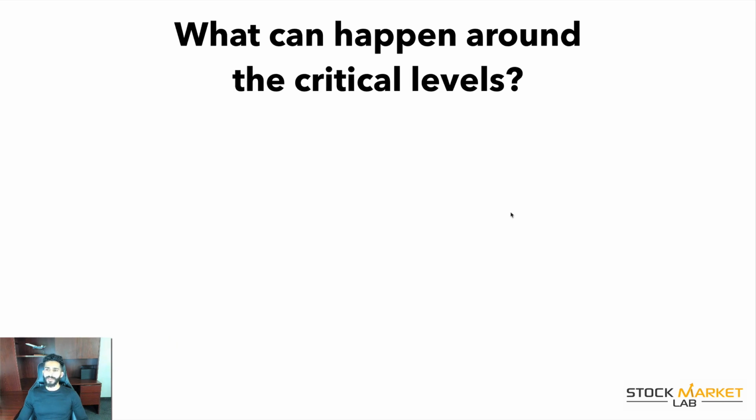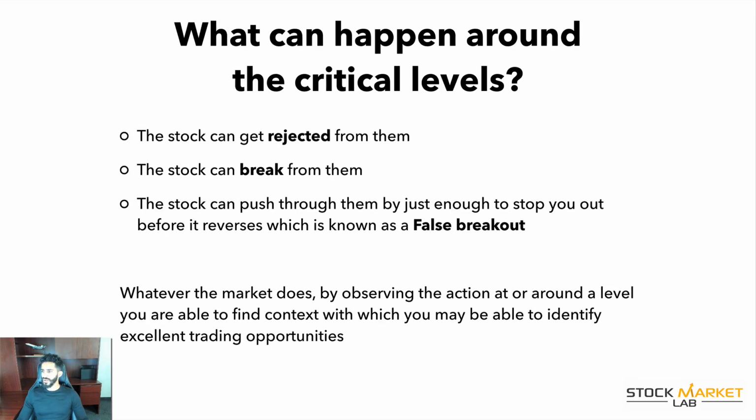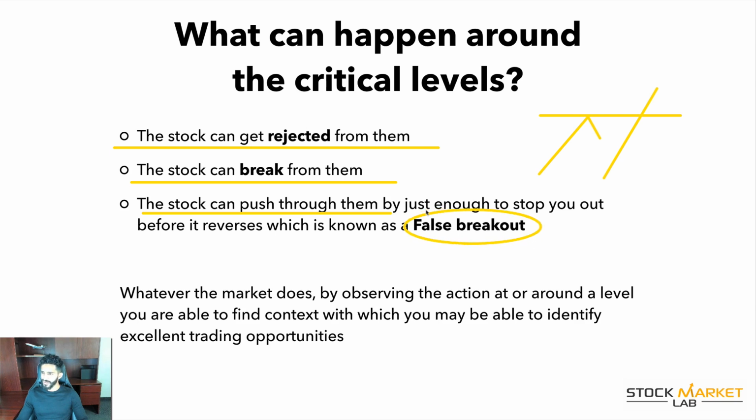Now, what can happen around the critical levels? As you guys saw, the stock can get rejected from them. That's A. So if you have a resistance level, there's a possibility the stock can get rejected. The stock can break from them. Or sometimes the stock can push through them just by enough to stop you out before it reverses, which is known as a false breakout. I'm going to go over breakouts in the upcoming lessons, but it would look something like this. And boom, it comes down. It breaks that level or area a little bit and comes back down.